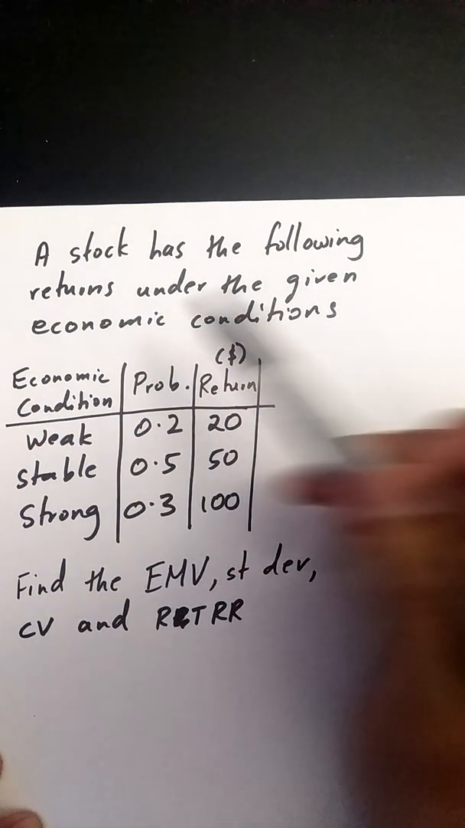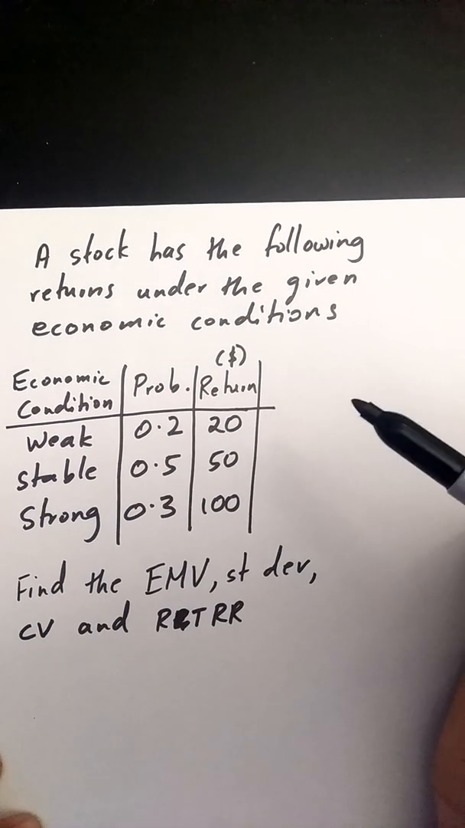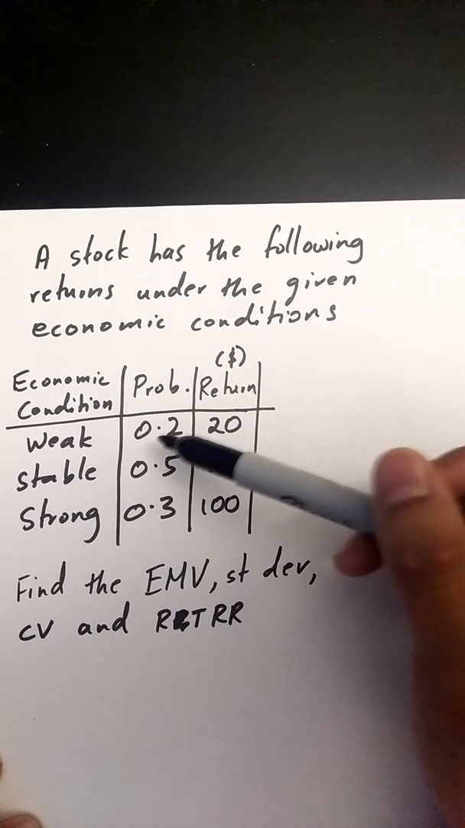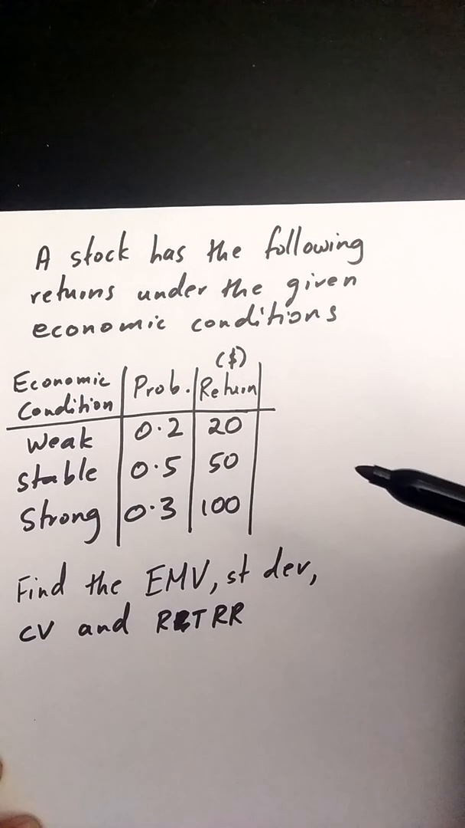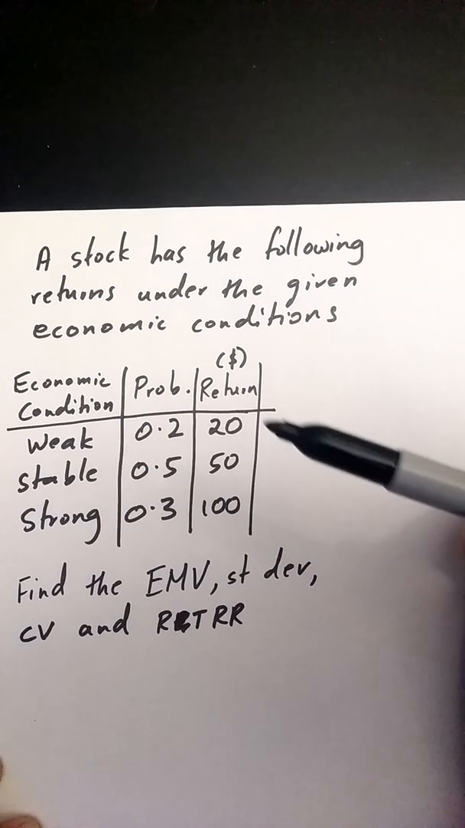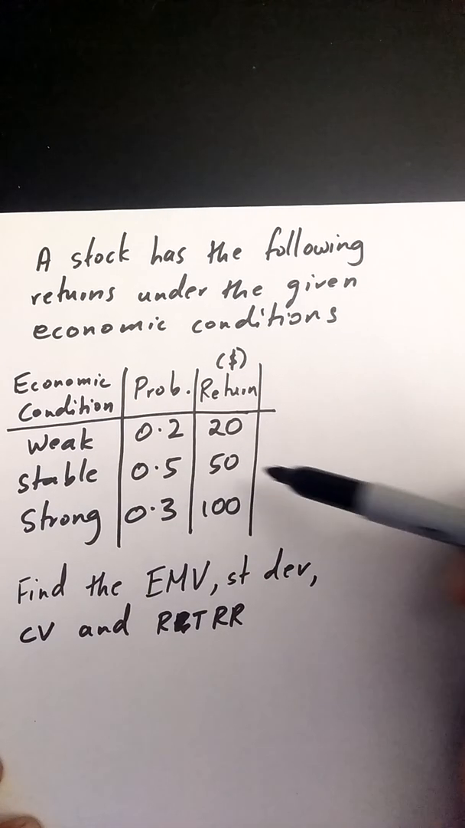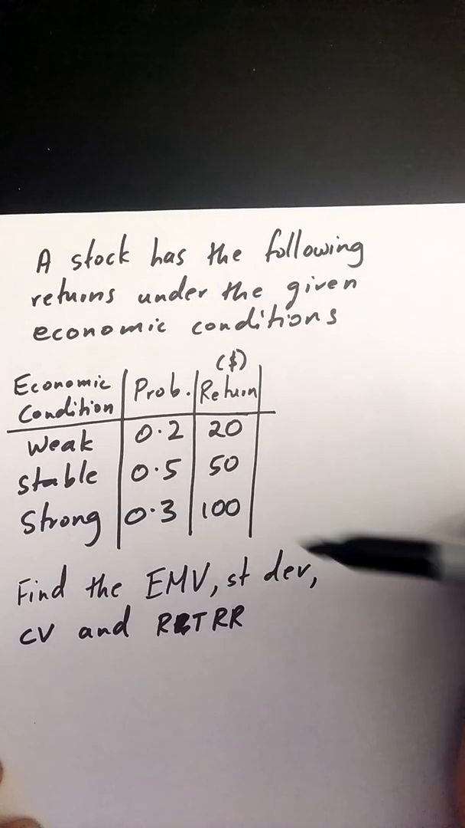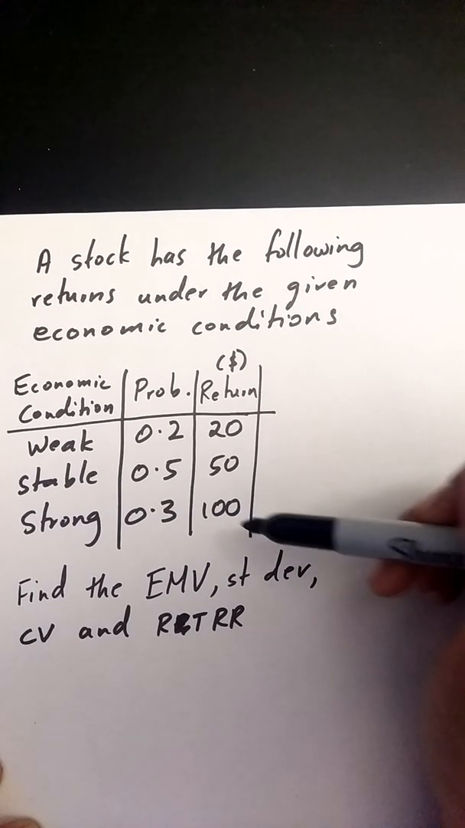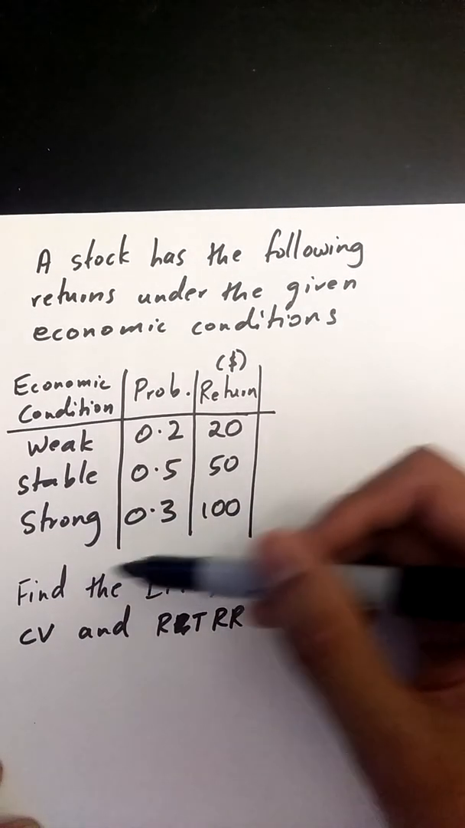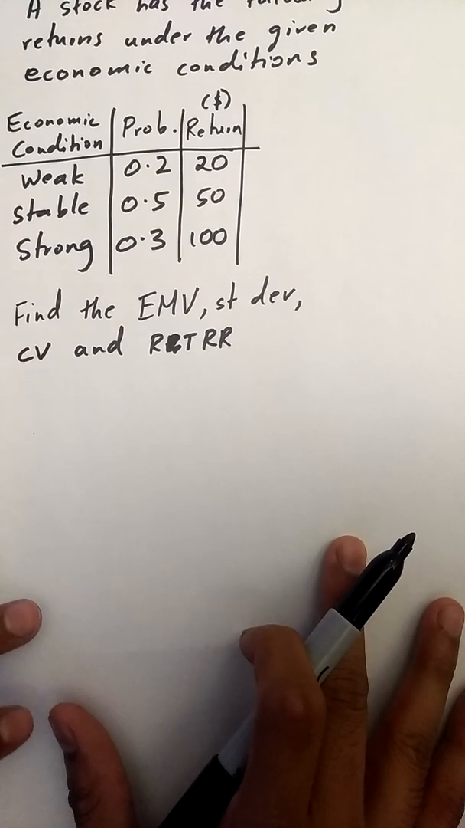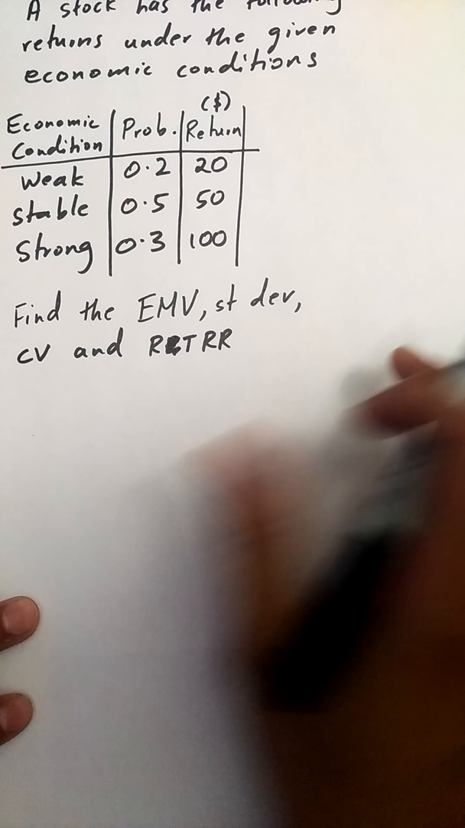So stock has the following returns under the given economic conditions. If there's a weak economy, which has a probability of 0.2, our return will be $20. There's a stable economy, which has a probability of 0.5, our return will be $50. If there's a strong economy, which has a probability of 0.3, our return will be $100. We are asked to find the EMV, standard deviation, coefficient of variation, and then the return to risk ratio.